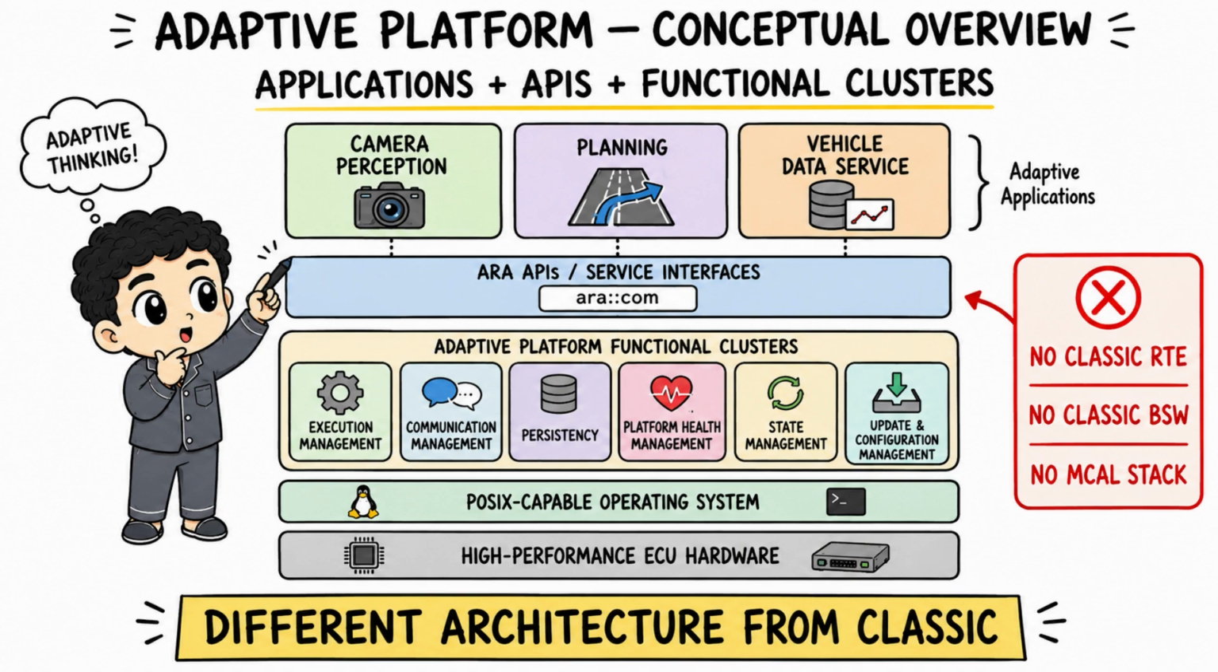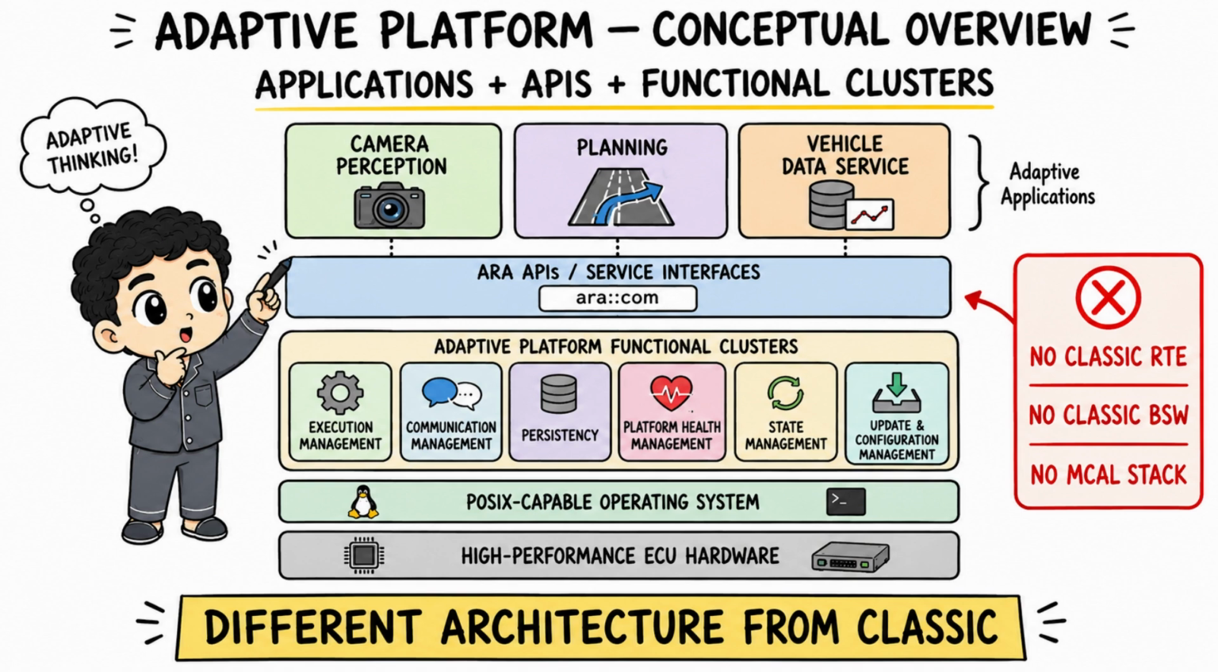Adaptive applications do not sit above the classic RTE and basic software stack. Instead, they operate in an adaptive platform environment and use standardized platform interfaces to access capabilities provided by the platform. You will often see the letters ARA. ARA refers to the AUTOSAR runtime for adaptive applications and the standardized programming interfaces exposed to adaptive applications. One important example is ARA.com, the Adaptive Communication Interface.